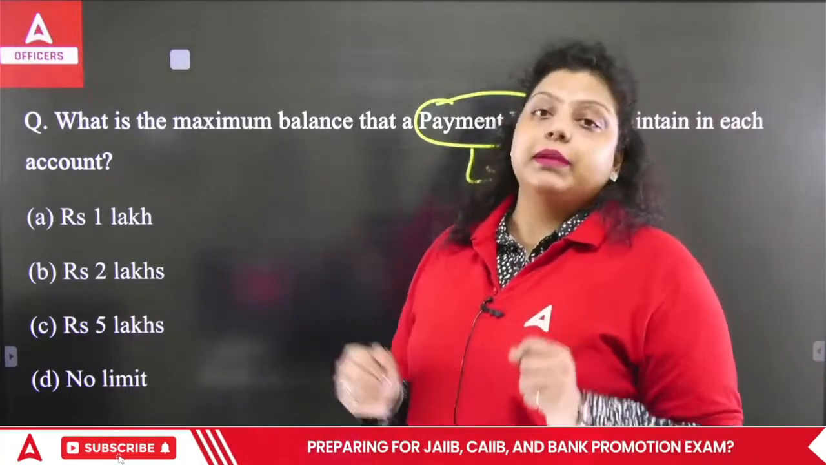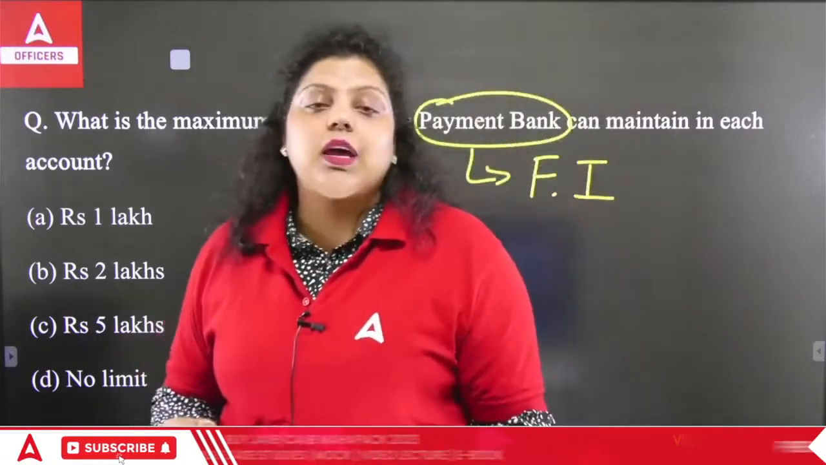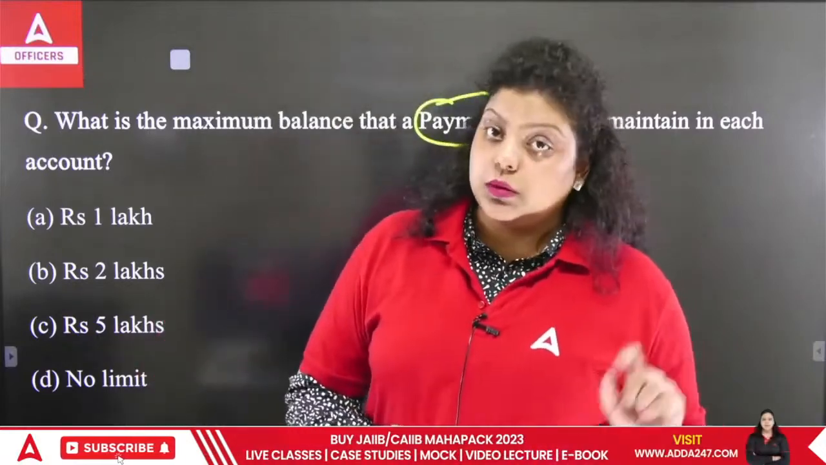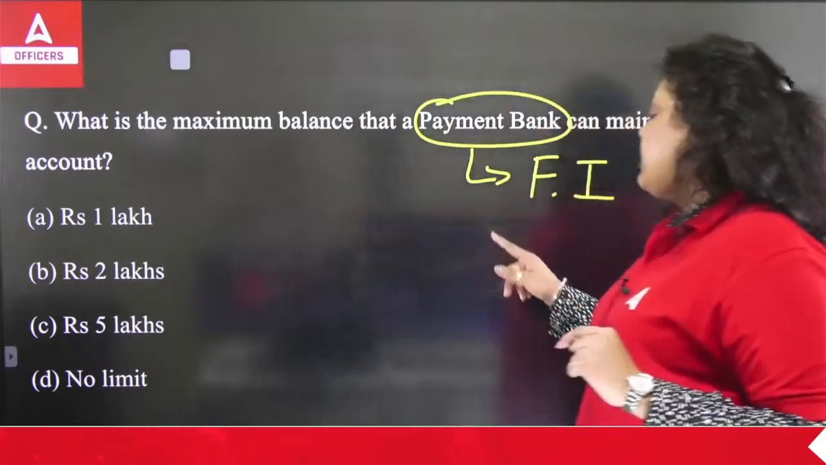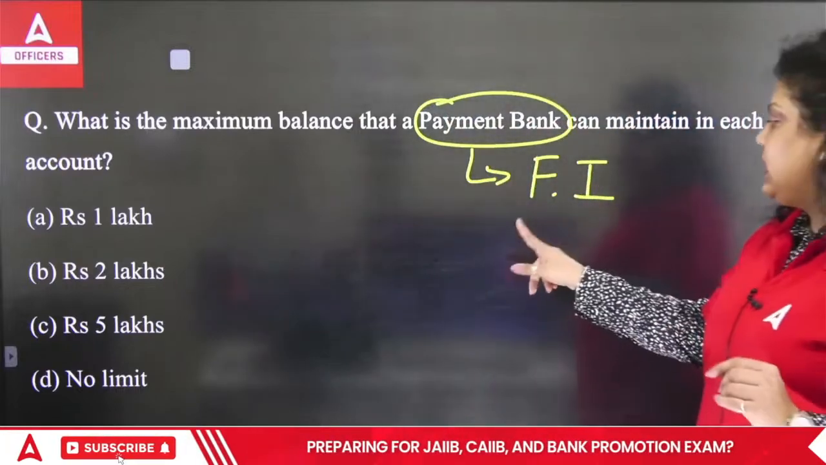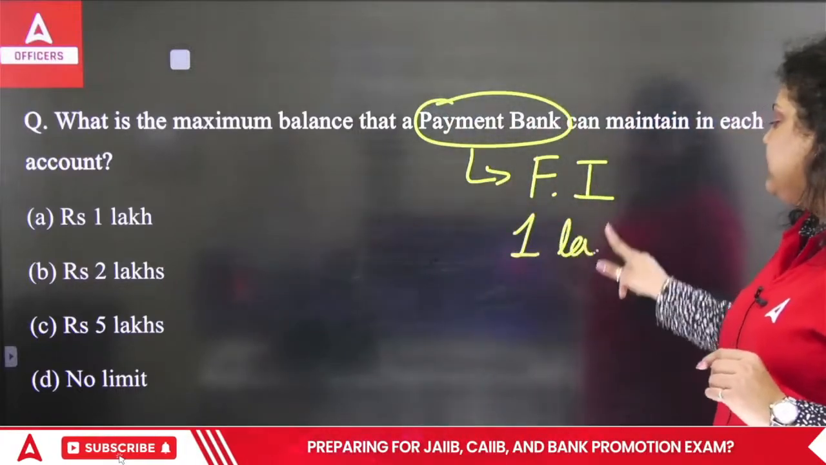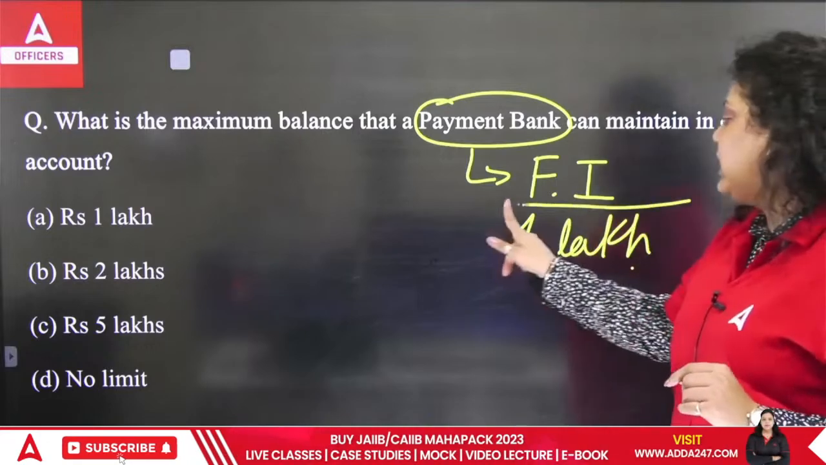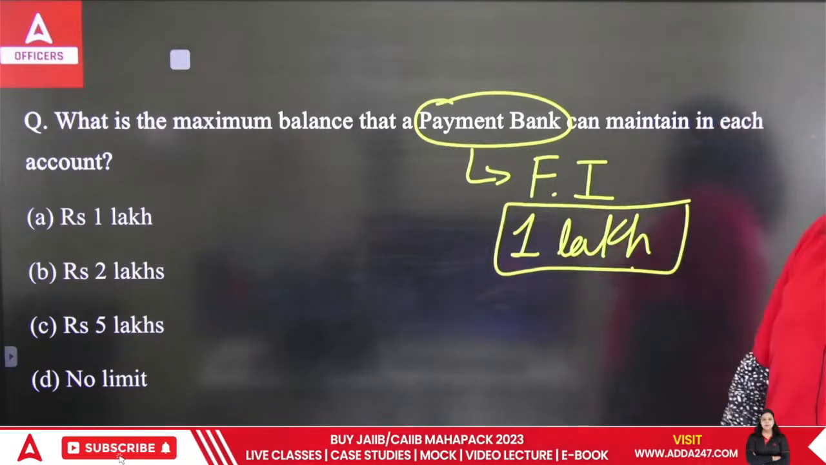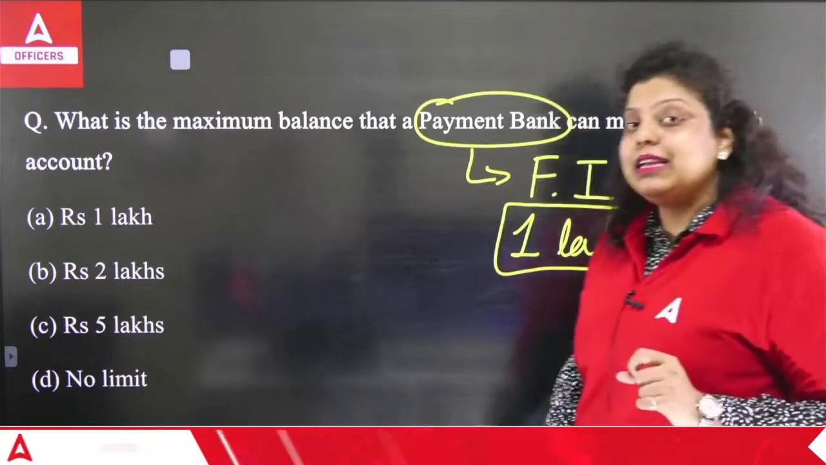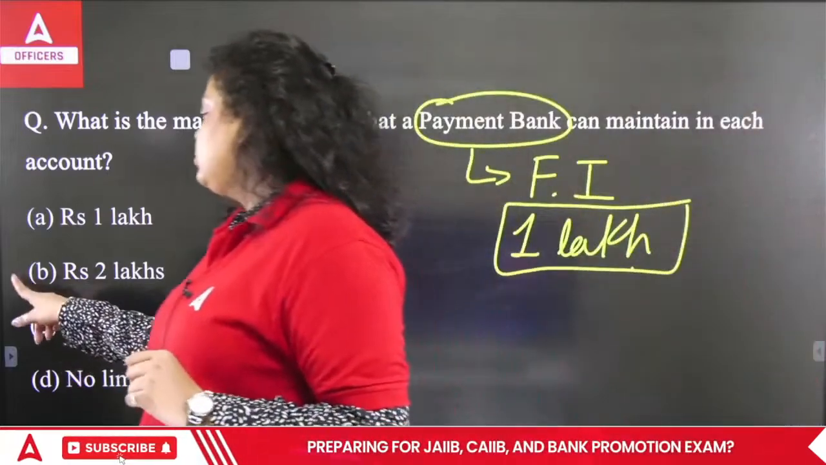But it works with a limited liability. It means they can accept a limited deposit from the customer, per customer. Initially, this bank was introduced in the year 2015, and at that time RBI said only 1 lakh per customer is allowed to be accepted by payment banks. Now, this limit has been increased by RBI and now it is 2 lakh rupees.